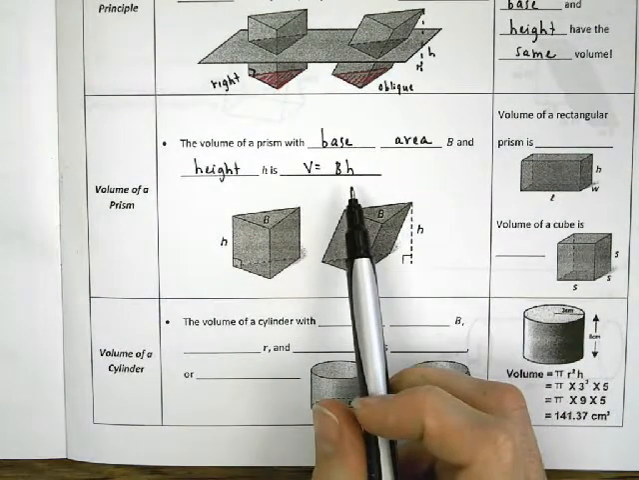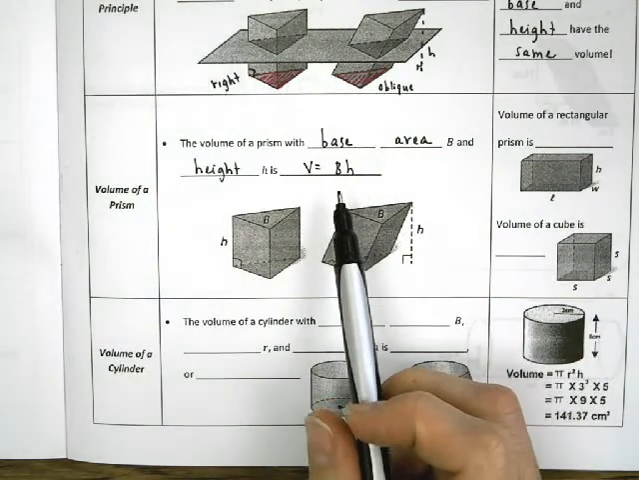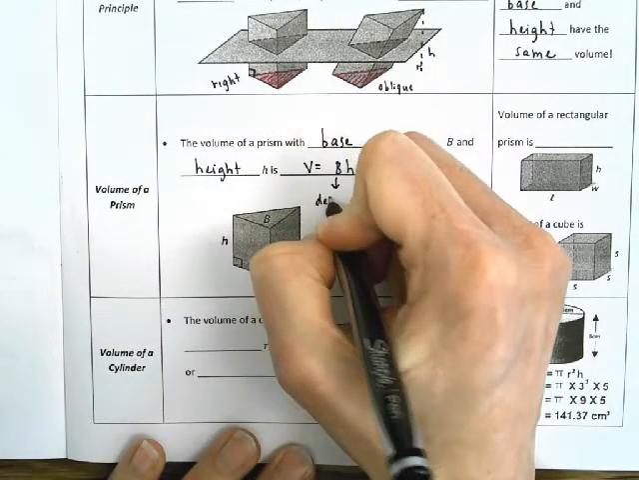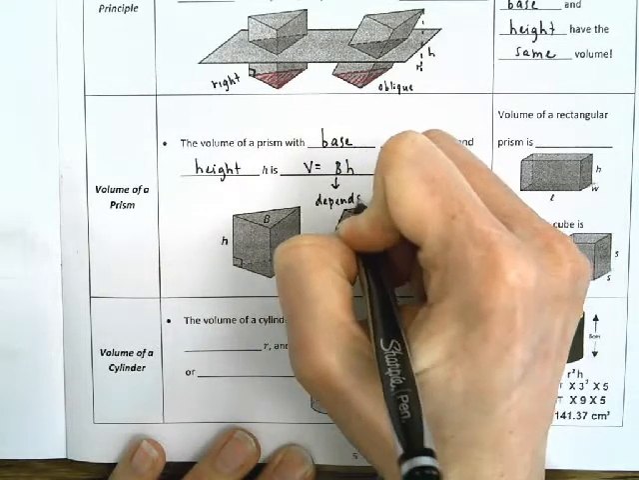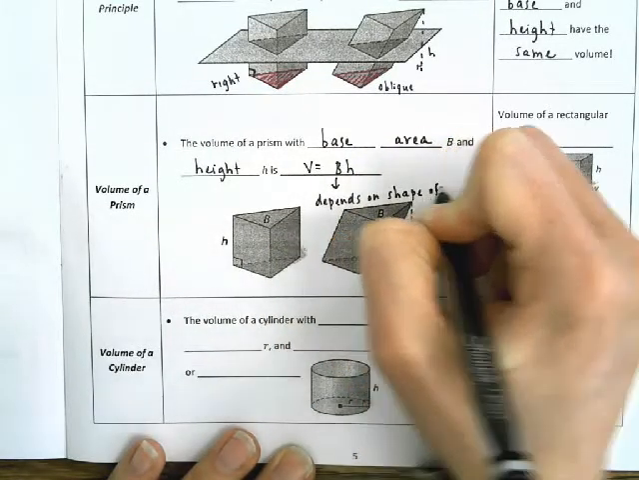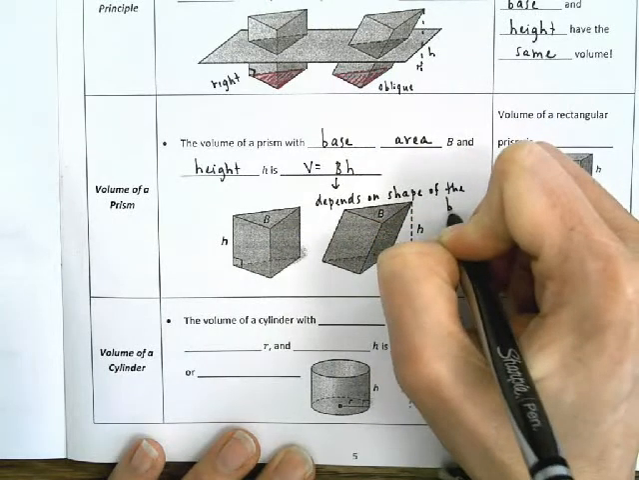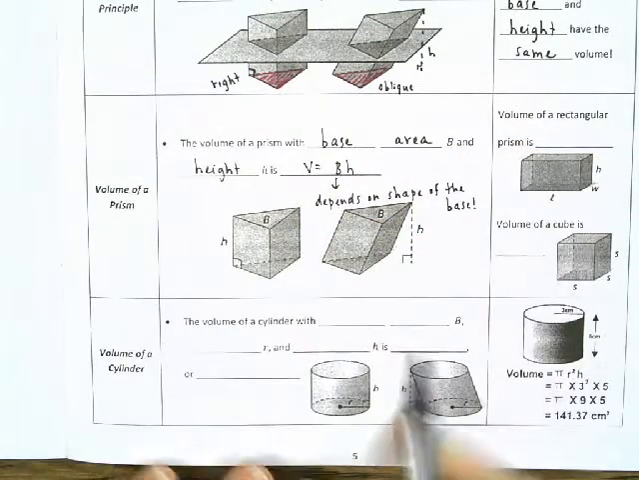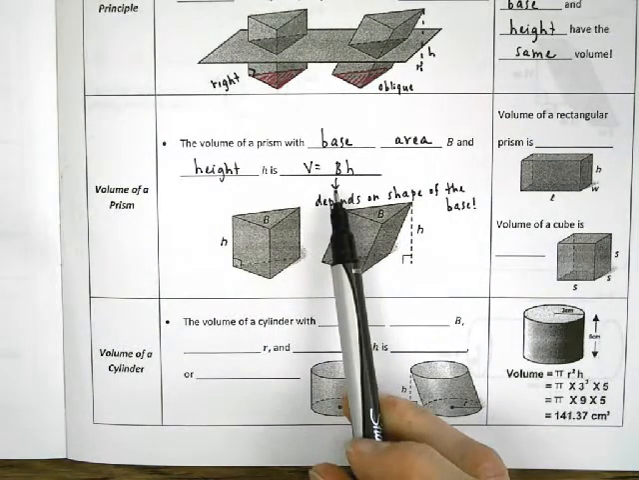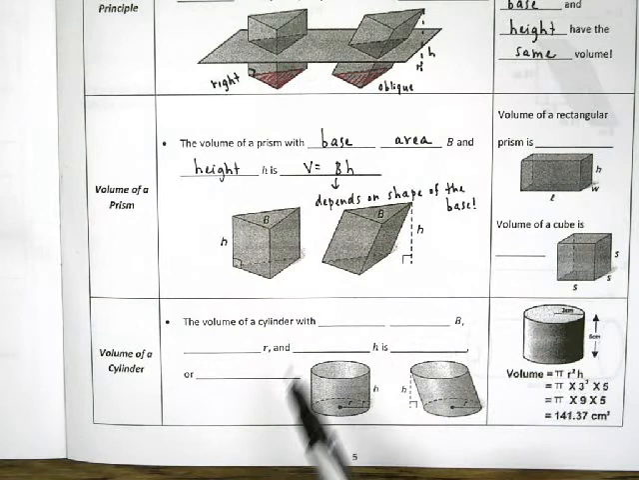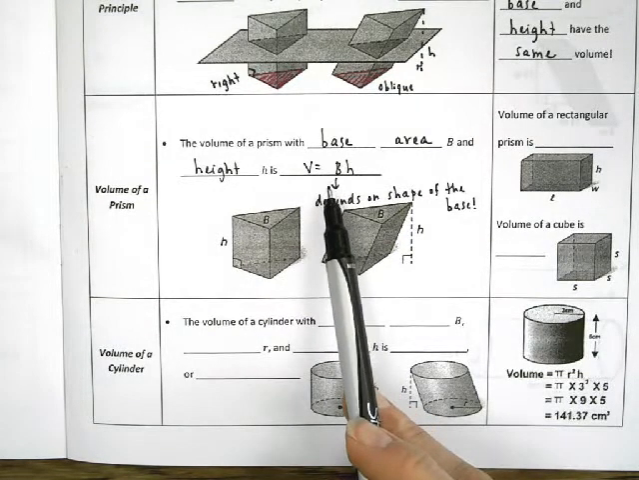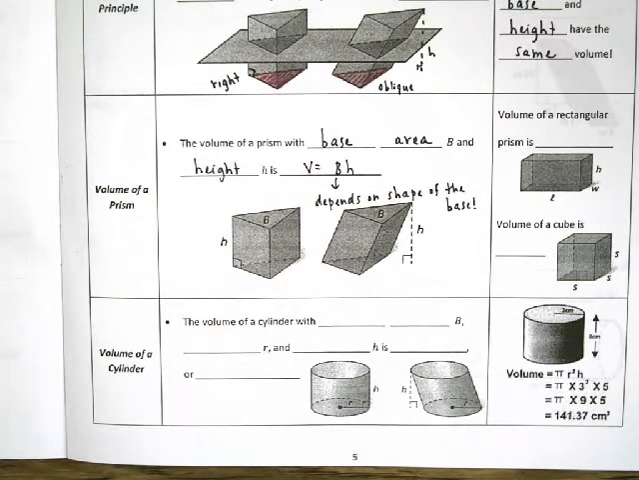Right, so this is obviously very generic, and it leaves it open to finding a lot of different prisms. This B is going to depend on the shape of the base. So if we have a triangular prism like we do here, to find the area of that base, we would use one half base times height. If we had some other shape, our area formula, or our B, would be different.